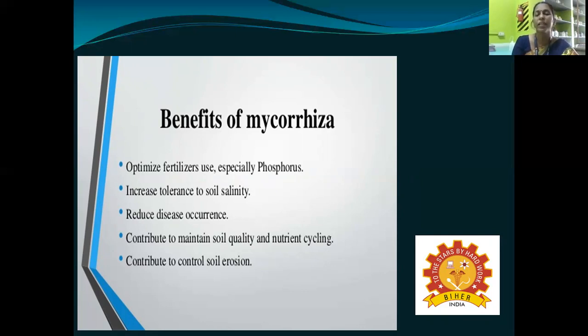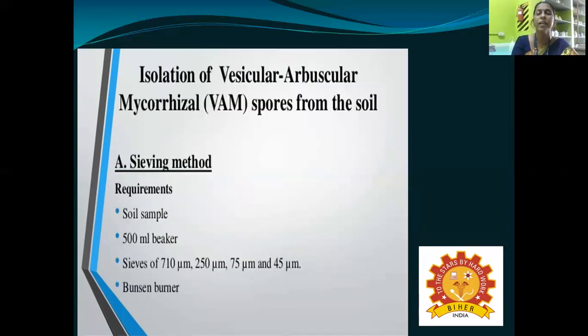And the last one, it also contributes to controlling soil erosion. If the plant's root is well fixed, automatically the soil erosion is reduced. And then the next thing is isolation.